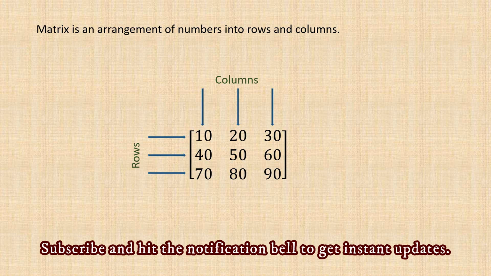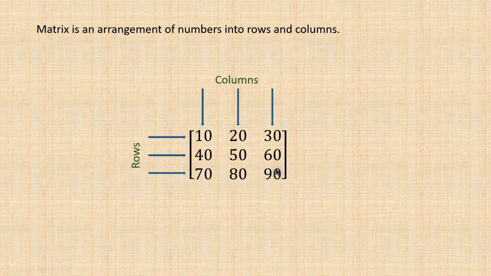As an example, I am considering a matrix here with 3 rows and 3 columns. So row 0 has the elements 10, 20, 30 and row 3 has the elements 70, 80, 90. In the same way, you can consider column 1 with elements 10, 40, 70, column 2 with elements 20, 50, 80 and column 3 with 30, 60, 90. Here, an individual element of a matrix can be accessed by using its row number and column number.